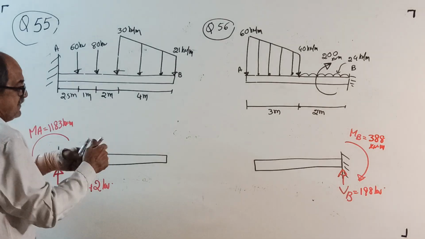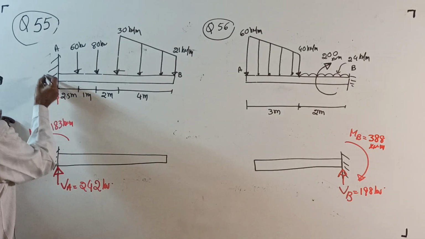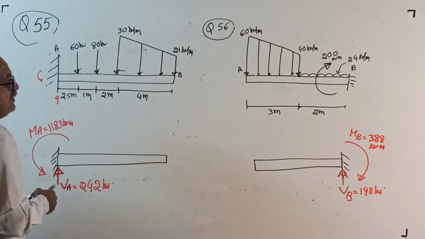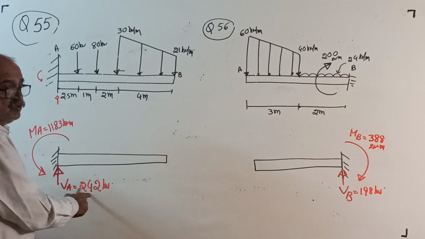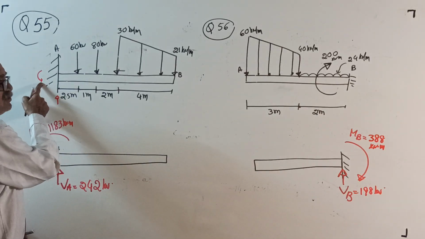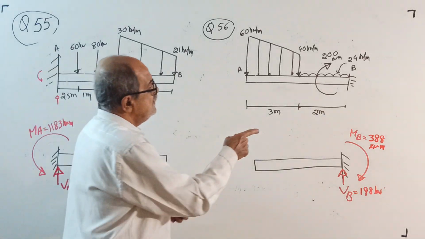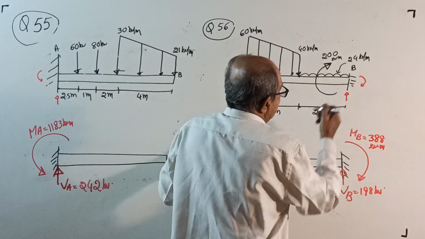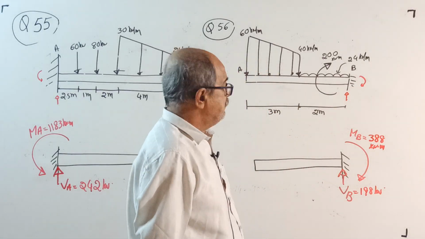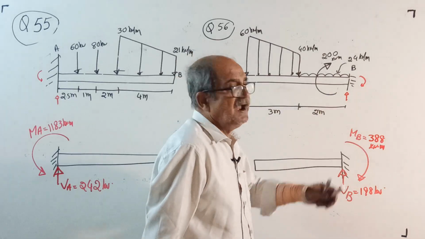Then you write the second one, not in the beginning. You consider VA upwards, MA anti-clockwise, and solve. Your VA will come positive, 242 kilonewton. MA also will come positive, 1183 kilonewton meter. For this question, you take VB upward and MB clockwise. VB will come plus 198, so correct. And MB will come plus 388.